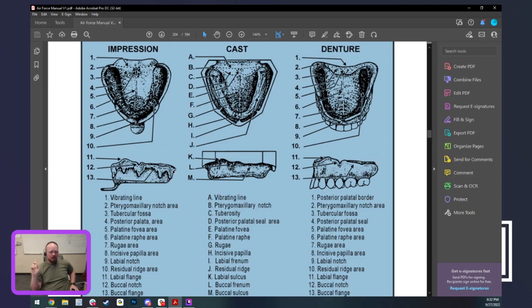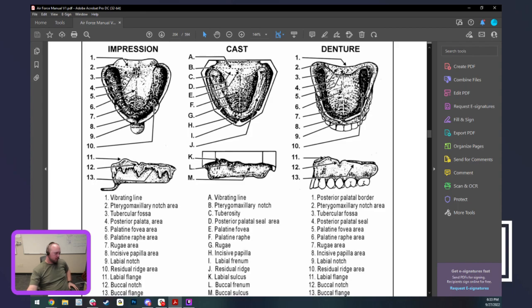That's your vibrating line. Just in front of that is your fovea palatine, which is marked here as number 5. So the palatine fovea area. You can see that in your impressions. Usually it's just two small little dimples, hard to spot. But if you look at this from the impression, we take from the area of the vibrating line forward to make our butterflies in our dentures. And that's where your post-palatal seal is. Something that, by the way, in digital dentures seems to be essentially nil.